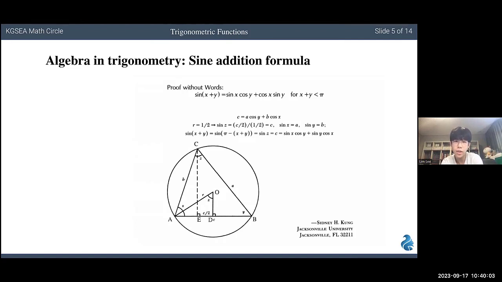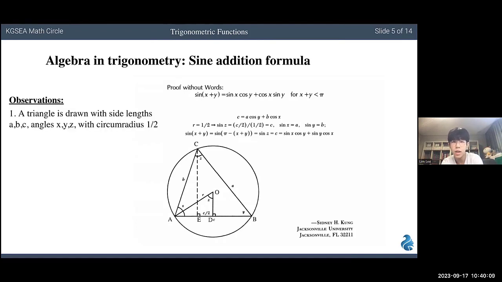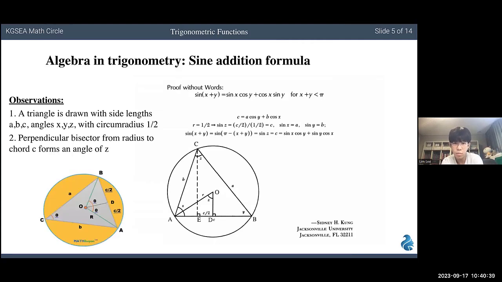And the first thing we should note down here are some observations. The first observation is that there's a triangle with side lengths A, B, C and angles X, Y, Z respectively. We can also see that the circumradius is 1/2 by looking at the second line of the proof. The second observation is that the perpendicular bisector from the radius to chord C, from the center of the circle to chord C, forms an angle of Z. This is proved by the properties of a circumcircle, where the angle at the circumcenter connected to points A and B equals 2 times the angle BCA.